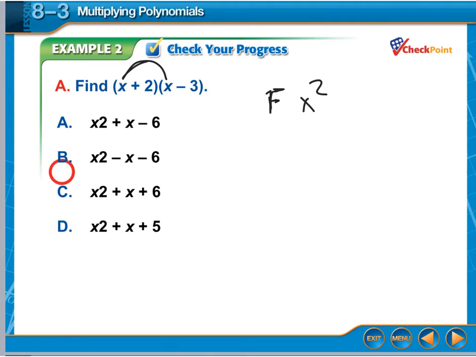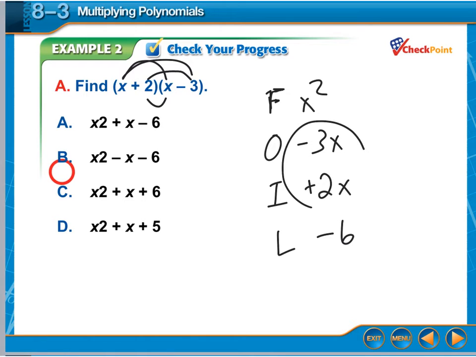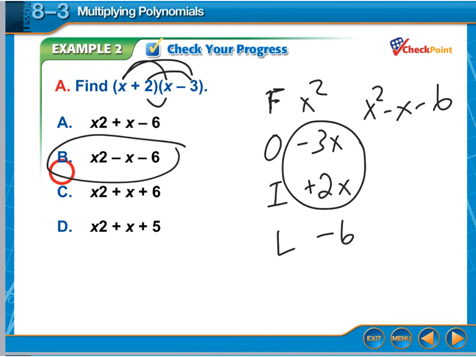My outside term is going to be a negative 3x. My inside term is going to be a positive 2x. And my last term is going to be a negative 6. So these two go together, and I got x squared minus x minus 6. And that's this guy right here. Okay? So on your own time, try a few of those ways to do it.